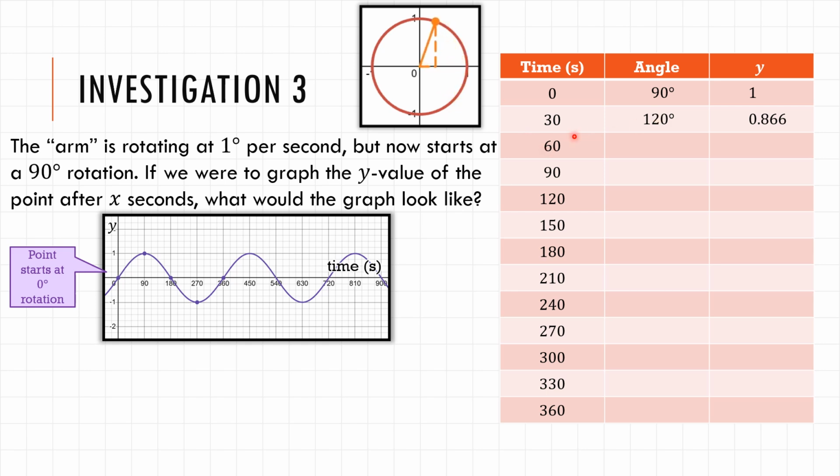After 60 seconds, there was a rotation of 60 degrees, but because we started at 90, 90 plus 60 is 150. So the angle is still changing by just 30 degrees every 30 seconds, 1 degree per second. And to find the y value, what do you do? How can you find the y value based on the time?